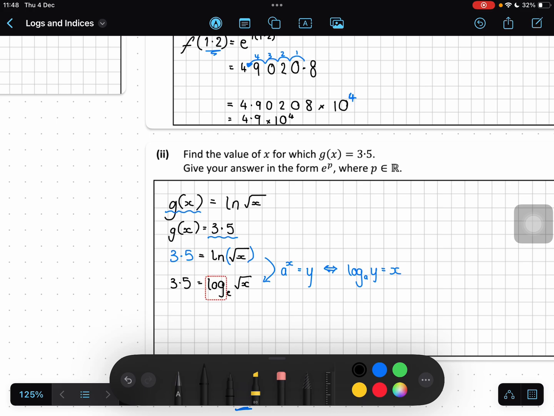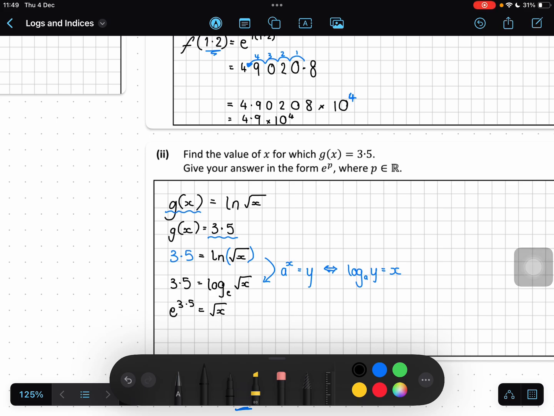So how could I rearrange this so that the square root x was on a side by itself? Well, look at our rule. It was to write it like this. It's a, so the original base on the log, so the e, to the power of x, so what it was all equal to before, so to the power of 3.5 is equal to y, so the number that came after the log, so is equal to the square root of x.